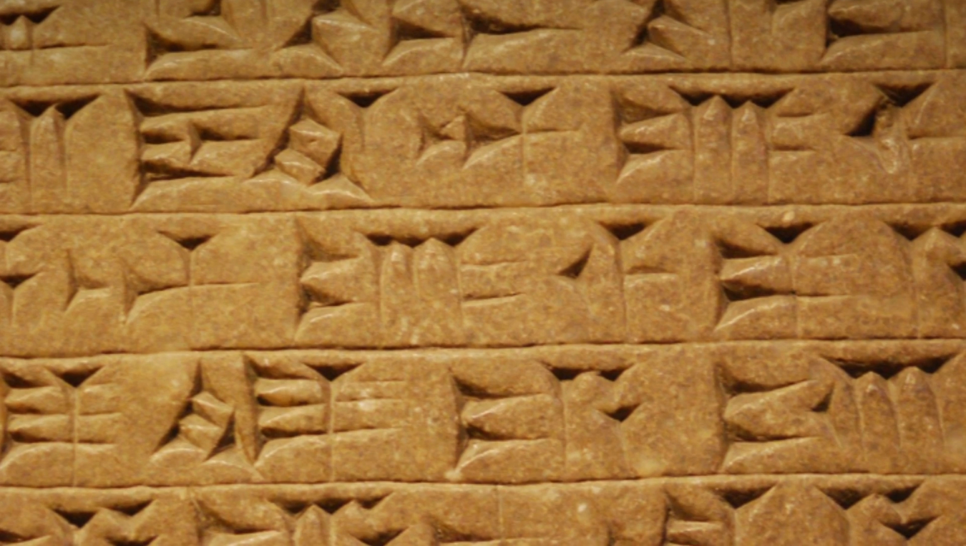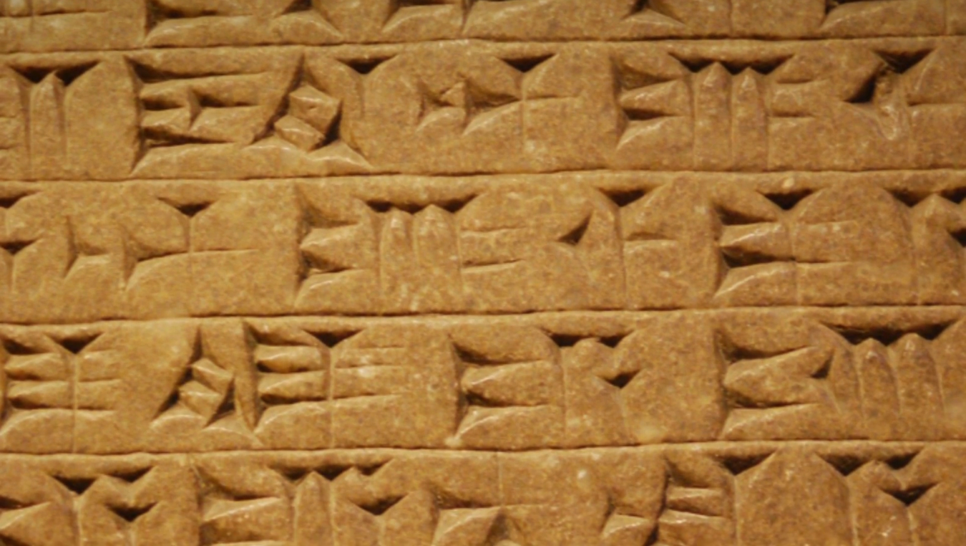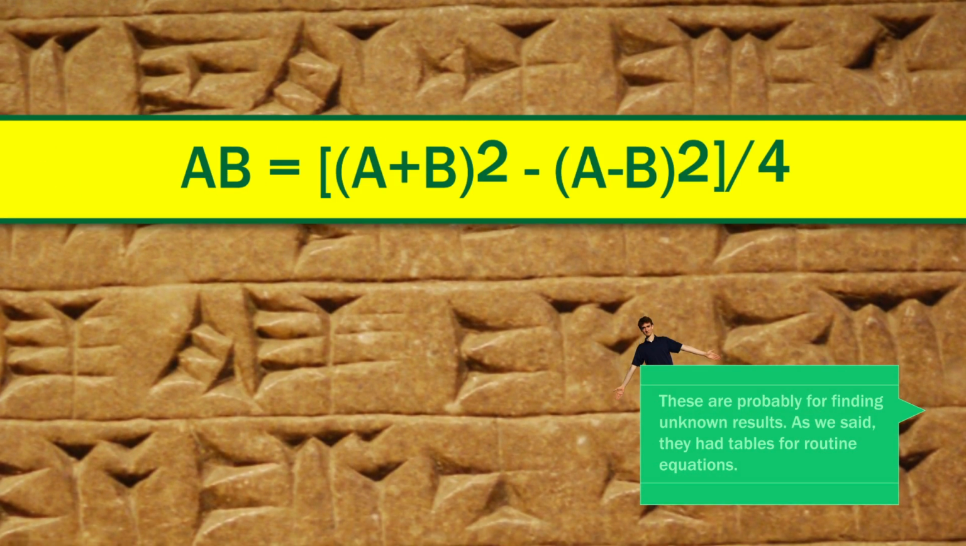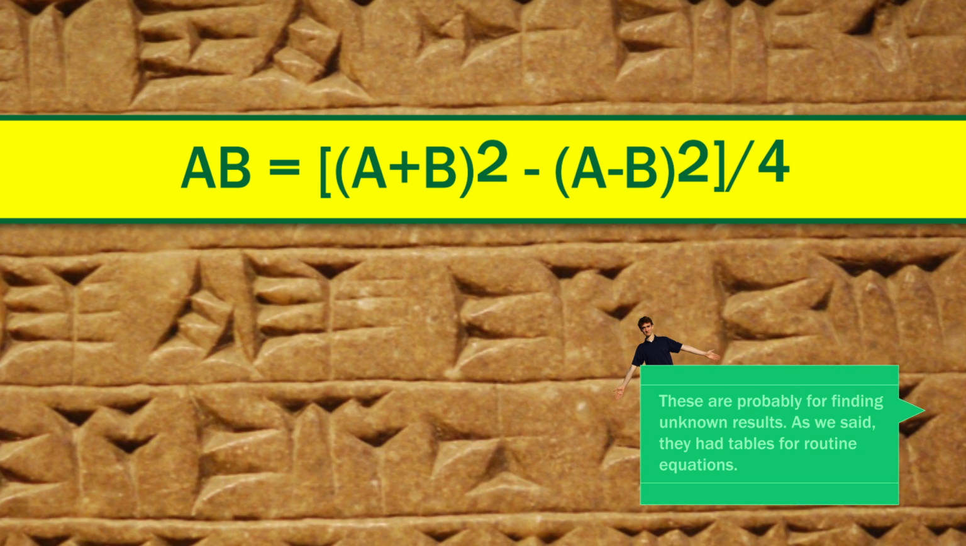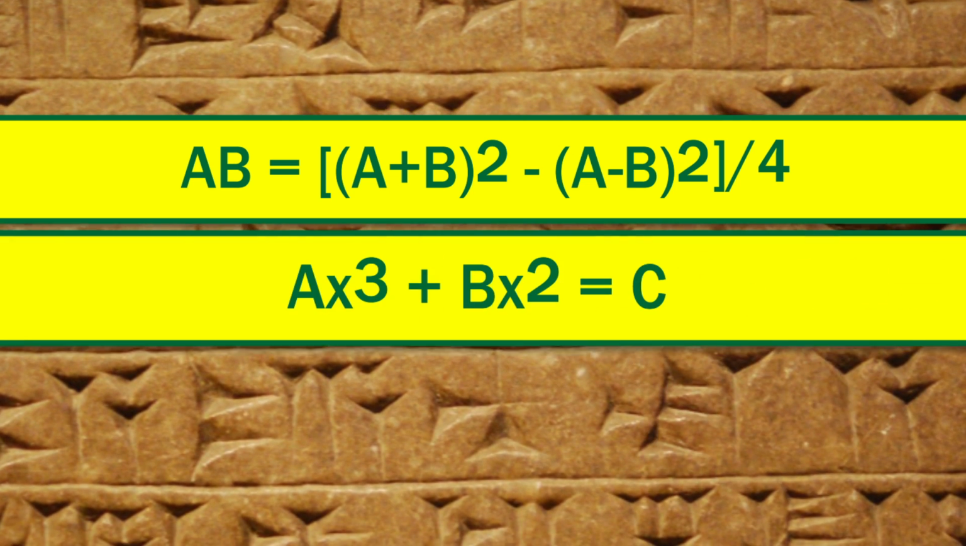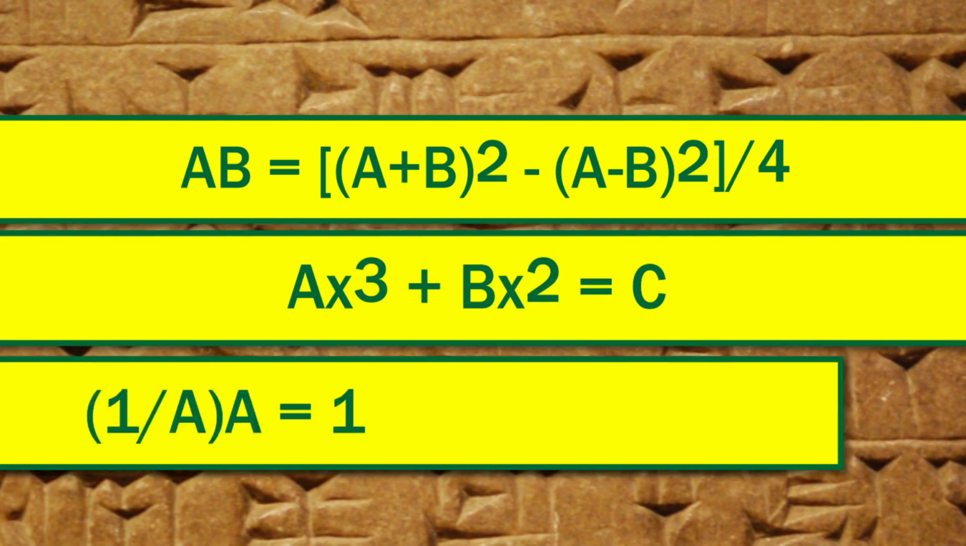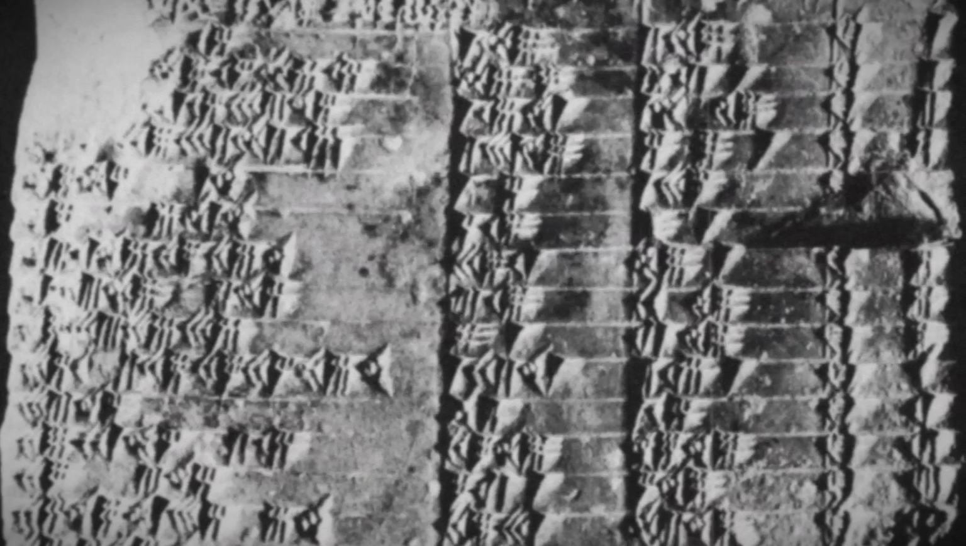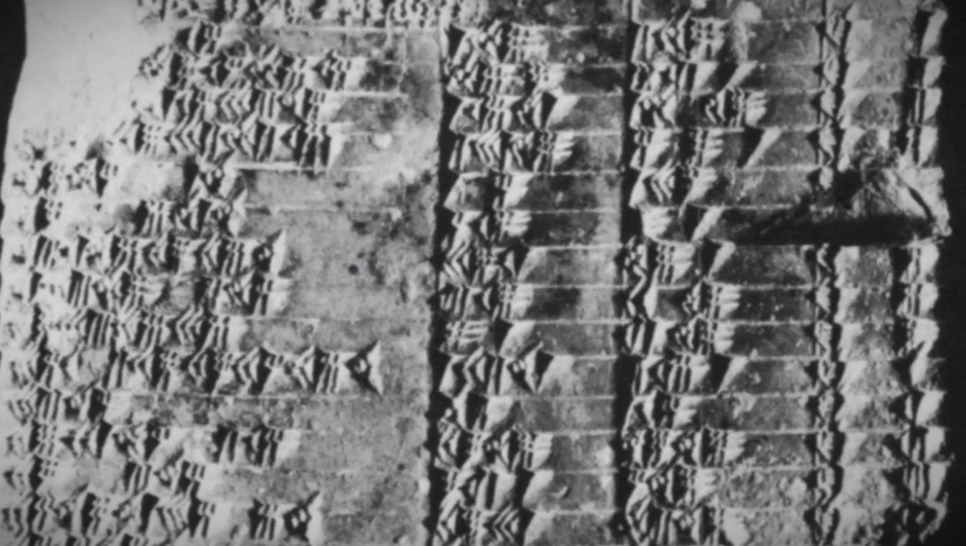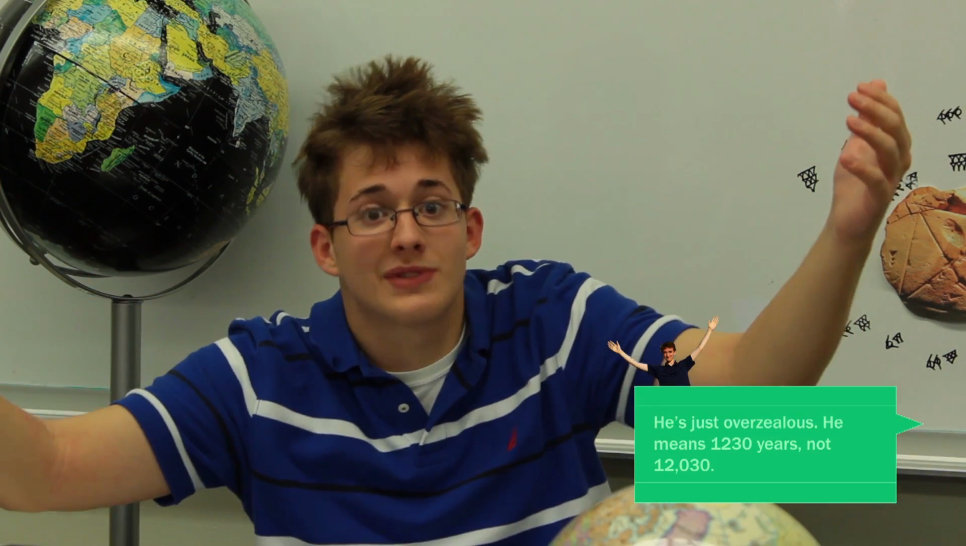Their multiplication problems in modern math would have looked something like this. And beginning around 1800 BCE, the Babylonians had tablets containing cubic equations and the calculation of reciprocal pairs. We also have evidence that around 1800 BCE, the Babylonians were using something that looks very similar to the Pythagorean theorem. And that's 12,030 years before Pythagoras was even born.